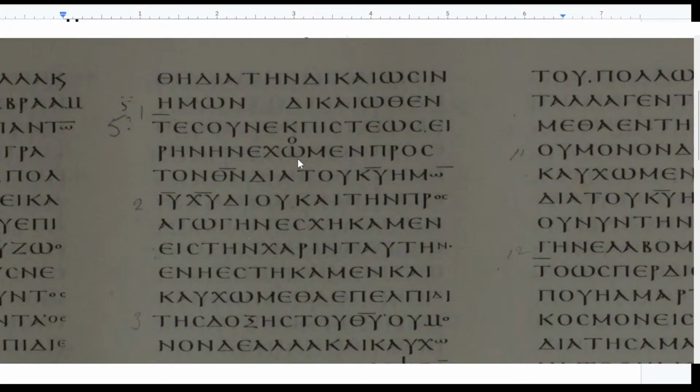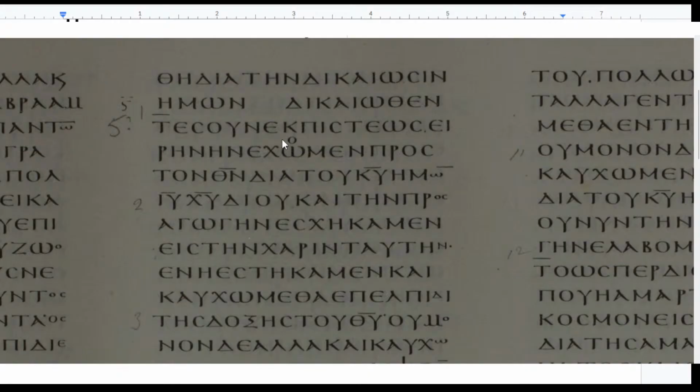This is not we have. It's not an indicative. This is what we call a subjunctive. Let us have peace. It does not indicate reality like the indicative does. It indicates possibility. But notice over the omega, there is an omicron that a scribe added in. So the scribe wrote omega, but wrote an omicron above it, or another hand wrote omicron above it.